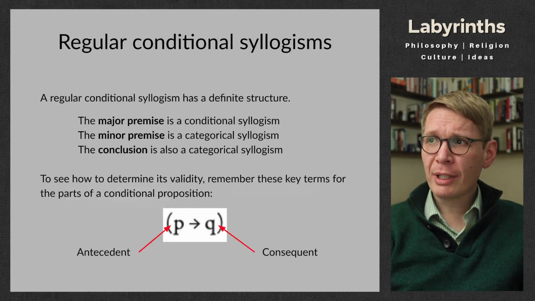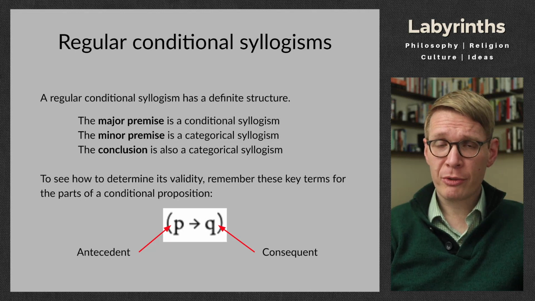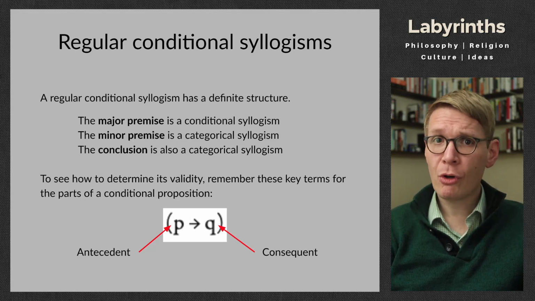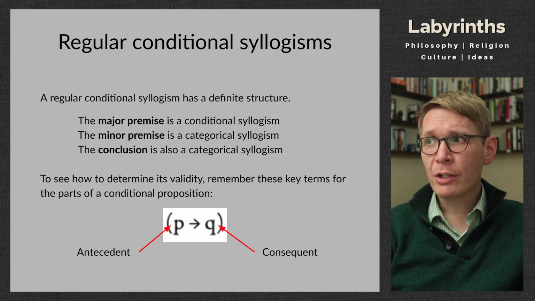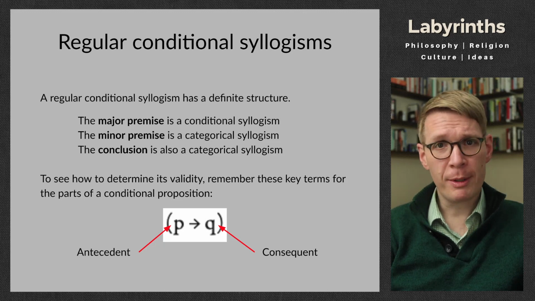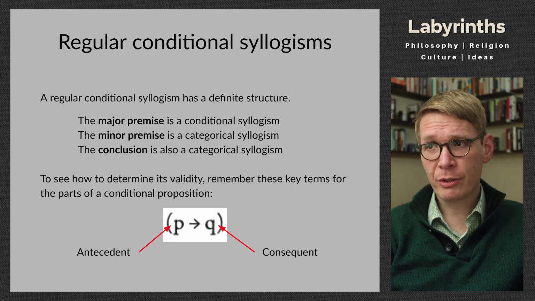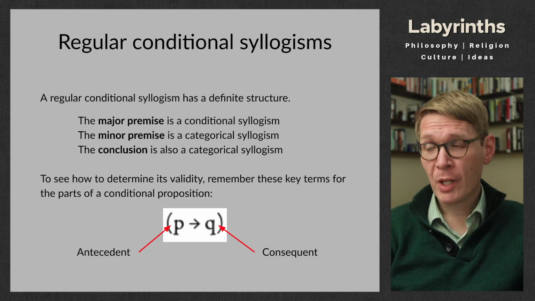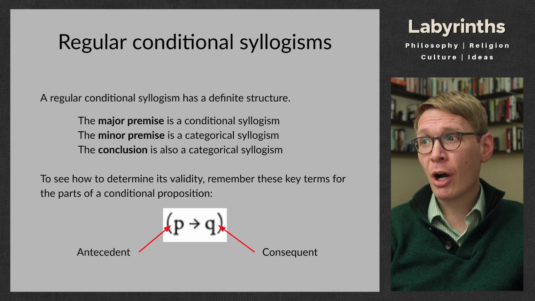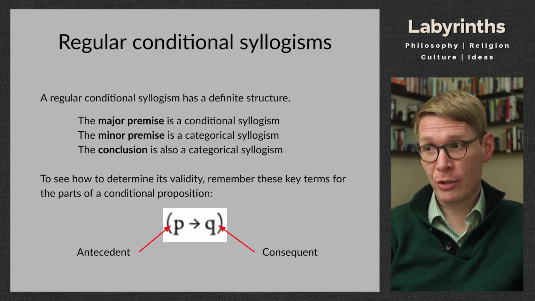Now, a pure conditional syllogism consists only of conditional propositions. A regular conditional syllogism has a definite structure, as we've already suggested. The major premise, as the first premise, is a conditional proposition, and the minor premise and conclusion are categorical propositions.